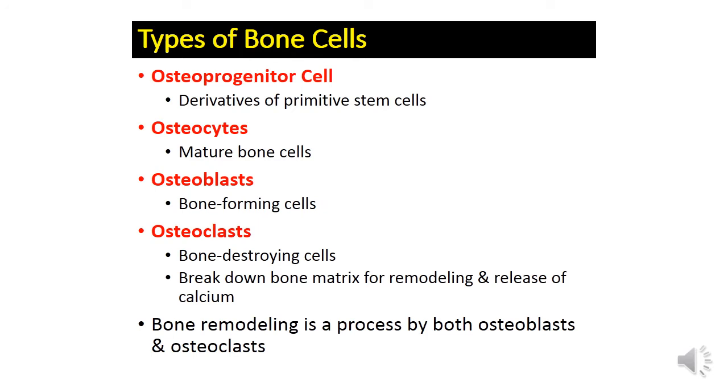As far as the types of the bone cells are concerned, there are 4 types of bone cell, and these are osteoprogenitor cell, osteocyte, osteoblast and osteoclast. The osteoprogenitor cells are derivatives of primitive stem cells, while osteocytes are mature bone cells. The osteoblasts are bone forming cells, while the osteoclasts are exclusively involved in bone resorption or destruction of the bone.